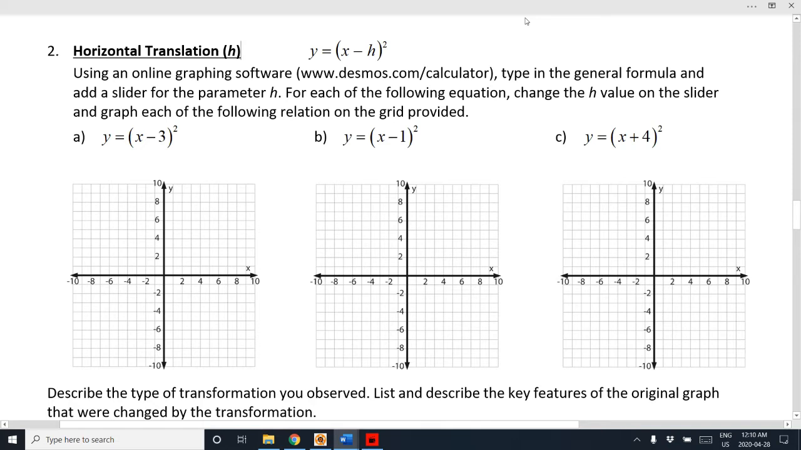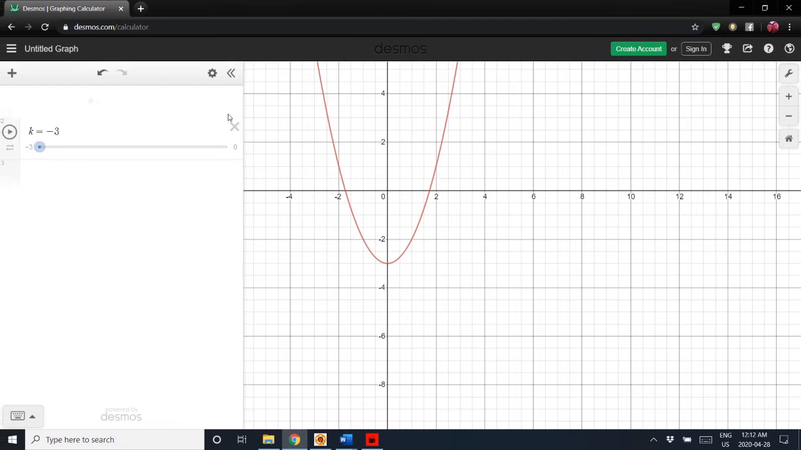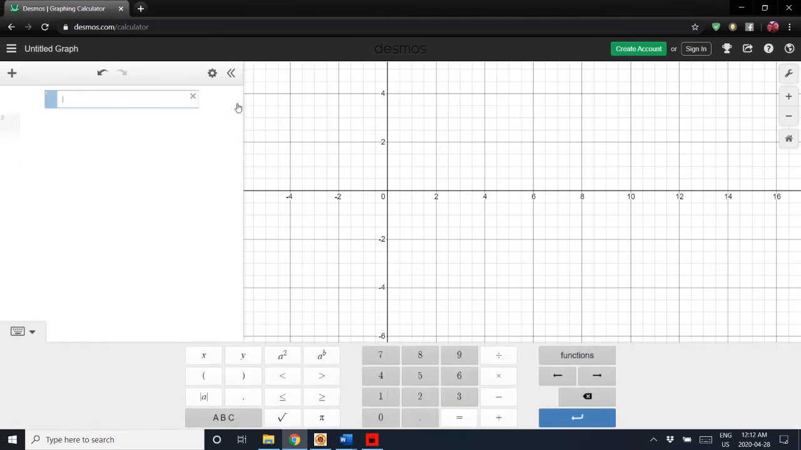Okay, so we're on the second half of the lesson here. So we're going to be talking about horizontal translation h. So again, we're going to use Desmos, and we're going to set this up in Desmos the same way we did with the first one, but this time we're going to change the parameter h and add a slider to that. So I'll meet you in Desmos, and we'll get it set up. Just going to clear our old graph here. We don't need that. And we're going to start a new one.